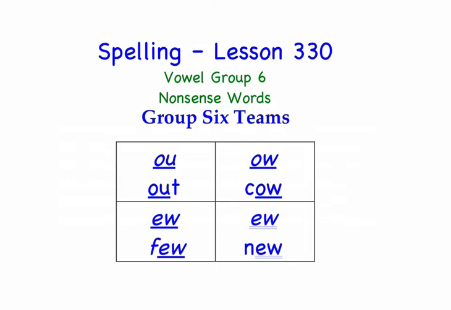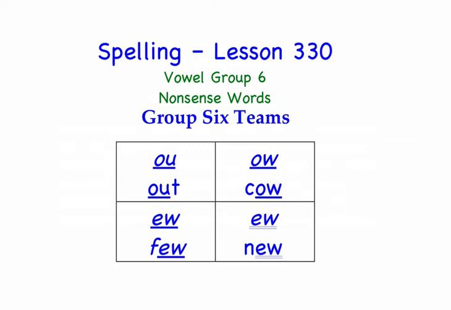Let me just review. Vowel group 6 says two vowels joined together form a team, and the first vowel does not say its name. If you'll recall, vowel group 4 says two vowels joined together form a team, and the first vowel does say its name. But vowel group 6 is different. Two vowels joined together, they do form a team, but the first vowel will not represent its long sound. So let's look at these teams in lesson 330.